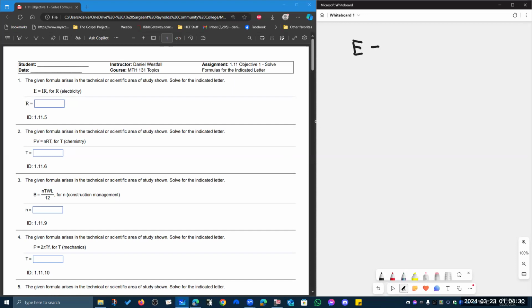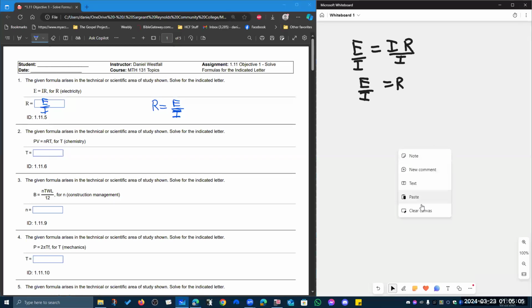E equals IR. And we want to solve for R. So we're going to divide both sides by I. And R is equal to E over I. Just so you can see that a little better.